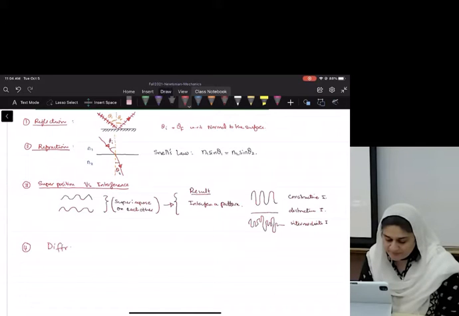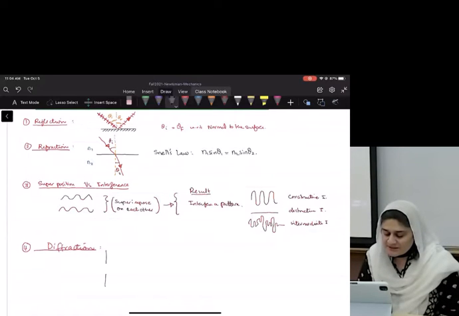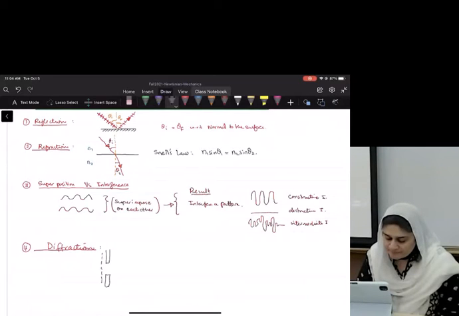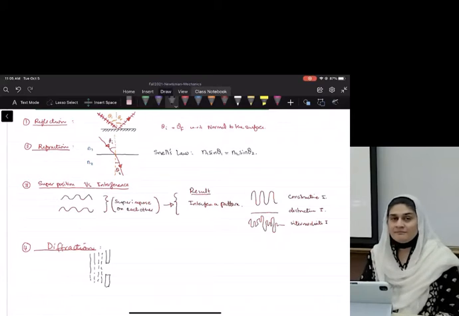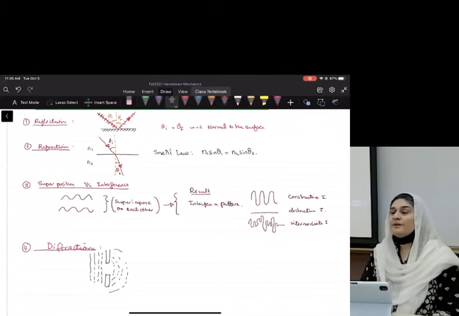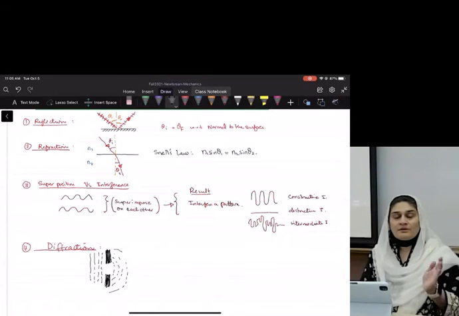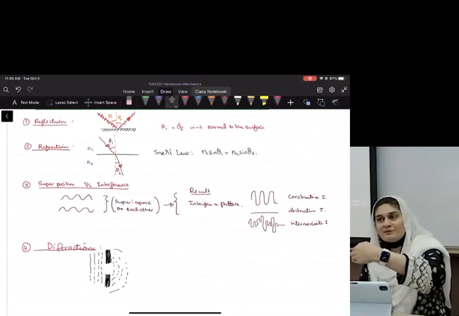diffraction. If a wave sees a barrier, what does it do? This is a wave coming in. It will diffract depending on the opening. This is why you can hear around corners, because sound waves can go around corners.